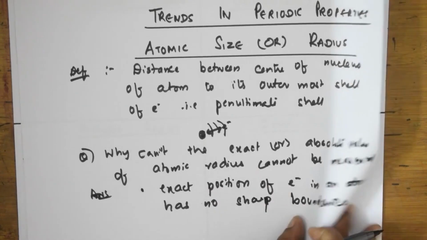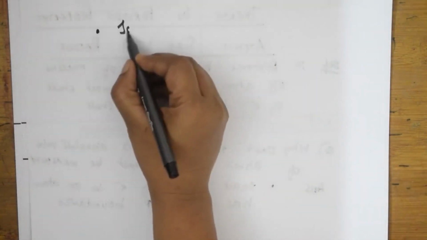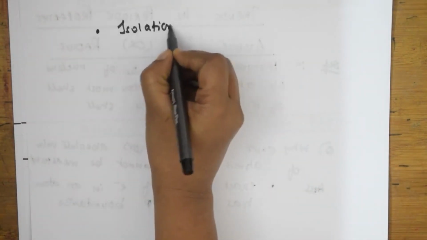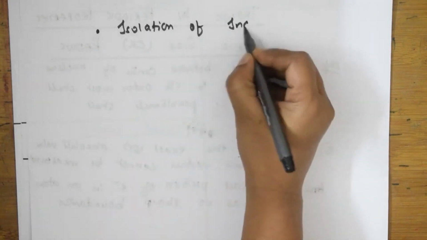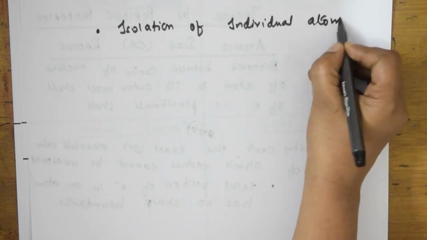That is one. The next important thing, the second point: to determine the size, it's not possible to isolate an individual atom. I can't separate an individual atom for determination of size, isn't it? Just write the second: isolation of an individual atom is difficult.